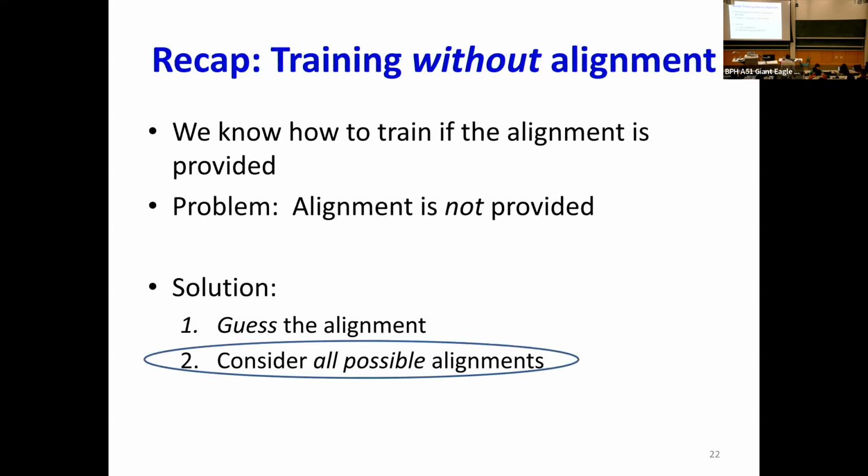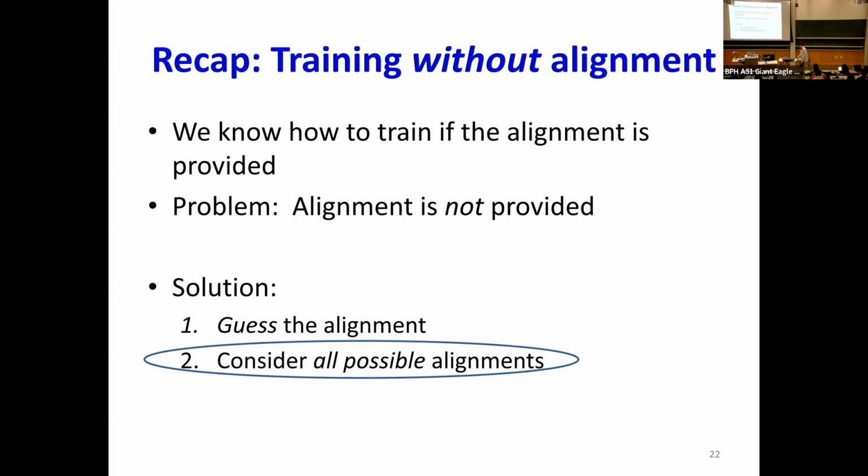Instead of guessing the alignment, we know how to train if the alignment is provided. We've just seen this in some detail. The problem is that the alignment is not provided. We could have guessed the alignment, but we saw issues with it. So now, what is the alternative? Let's consider all possible alignments.